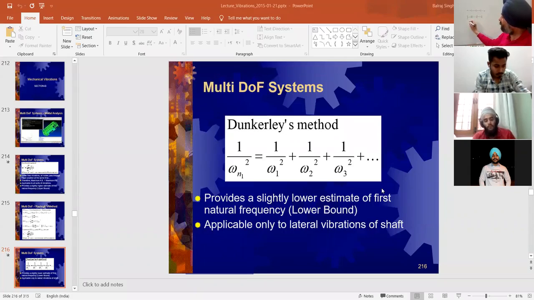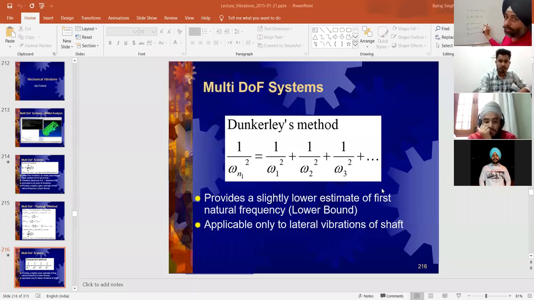Now, in case of Dunkerley's method, we degenerate this system into 3 one-degree of freedom systems. In the first case, we take up the first mass. You have the cantilever and you have the mass here, right? Then you take the second mass, and in the third, you take the third mass. So this is the gist of Dunkerley's method.